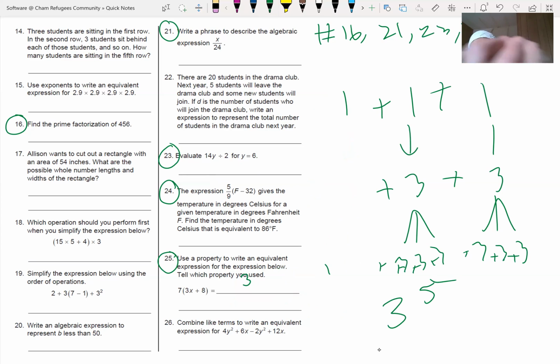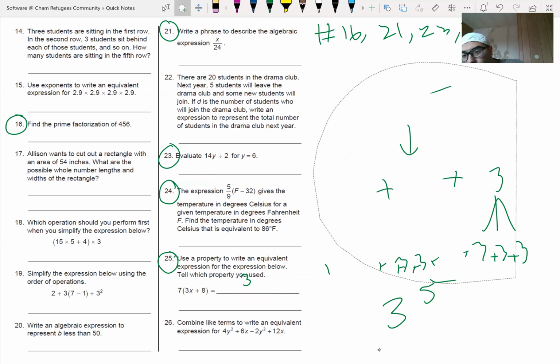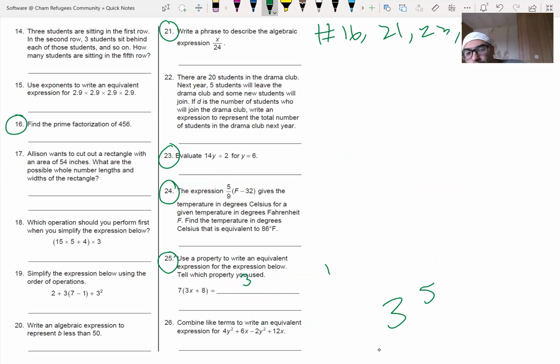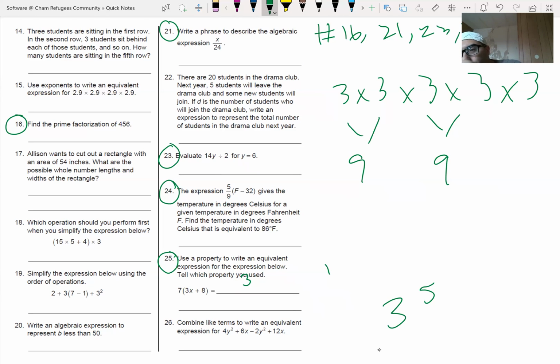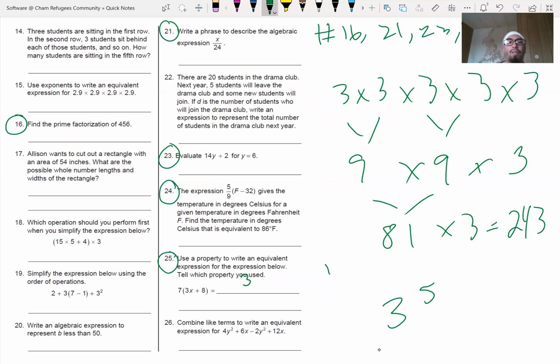So 3 to the 5 is what? 3 times 3 times 3 times 3 times 3, right? So we're going to delete that part, 3 to the 5. So 3 times 3 times 3 times 3 times 3. So this equals 9. This also equals 9. And this one equals 3. So I'm going to multiply each one of these ones now. This is going to be equal to 81 times 3, which is equal to 243. So in the 5th row, there's going to be a total of 243 right there.